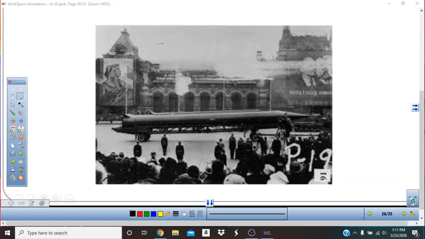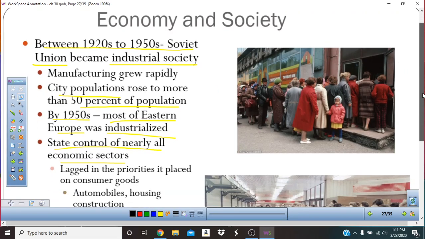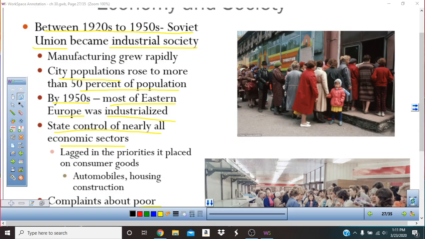So this is a missile that was actually going to be shipped out to Cuba. And none of this would be possible without the people that we just talked about. 1920s to 1950s. This picture, full disclosure, was taken in the 1980s, but it was the best that I could do here. But once again, government is controlling all sectors of the economy, the communist system. That's what it does.